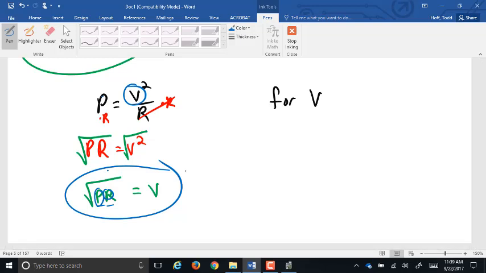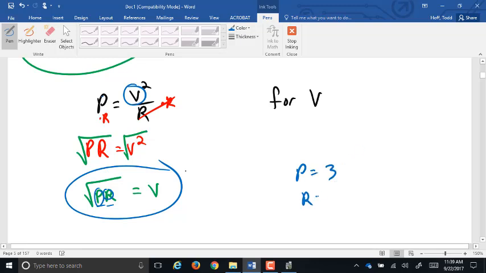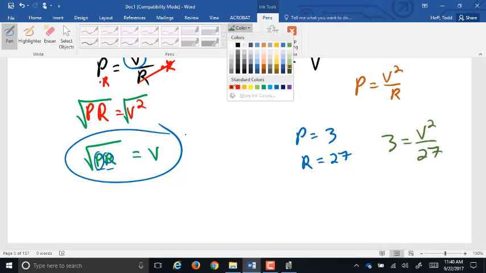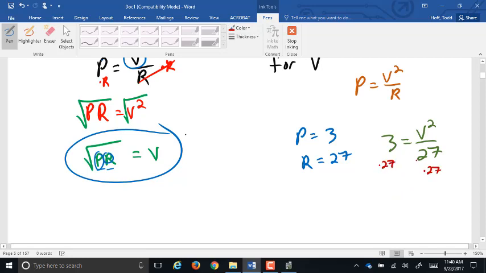If you're only going to do it once, let's do this. Let's say that P equals 3 and R equals 27. If I'm only going to do that once, yeah, by all means, I would have my P equals V squared over R. All I would do is put in 3 for P and 27 for R, and I would solve the equation. I would multiply by 27, so that's gone. 3 times 27 is 81. That equals V squared. And then I would just do the square root to get V by itself. Square root of 81 is going to be 9. So V would be 9.